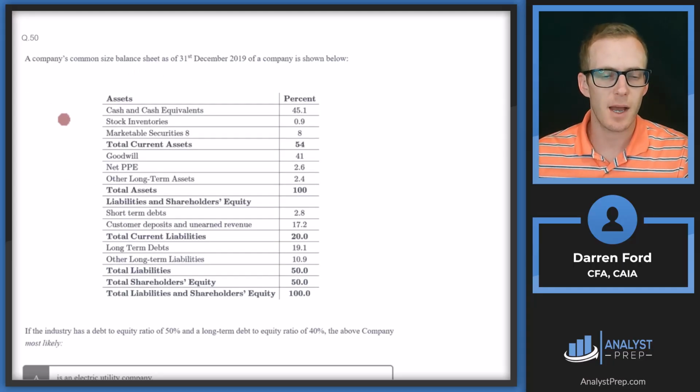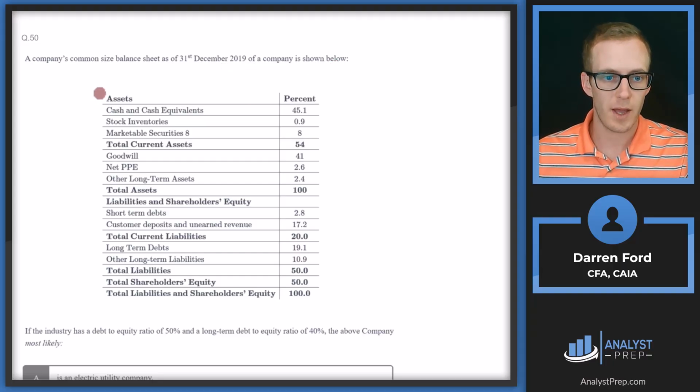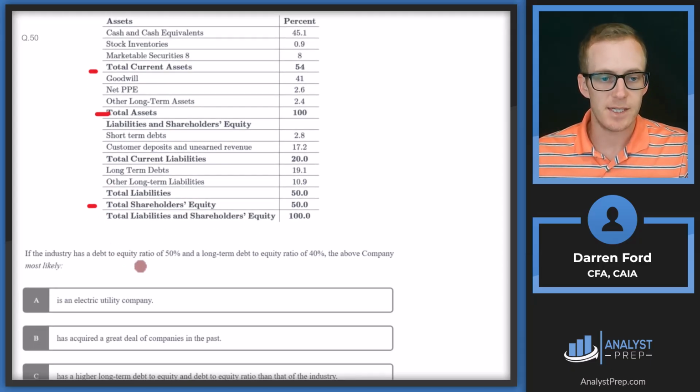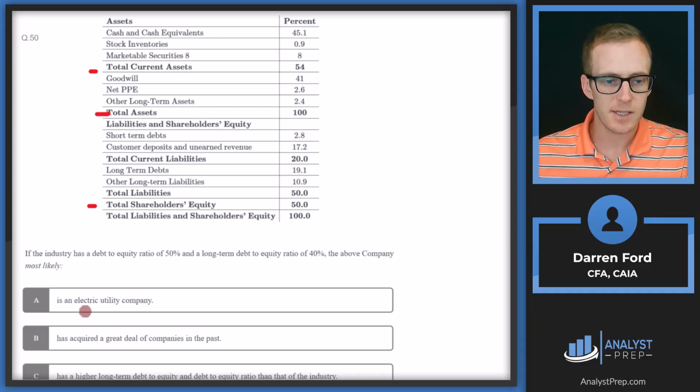Answer A. A company's common size balance sheet as of 31st December 2019 of a company is shown below. So we've got assets, total current assets, total assets. And then we have our liabilities down here, shareholders' equity, etc. If the industry has a debt-to-equity ratio of 50% and a long-term debt-to-equity ratio of 40%, the above company most likely. A is an electric utility company.